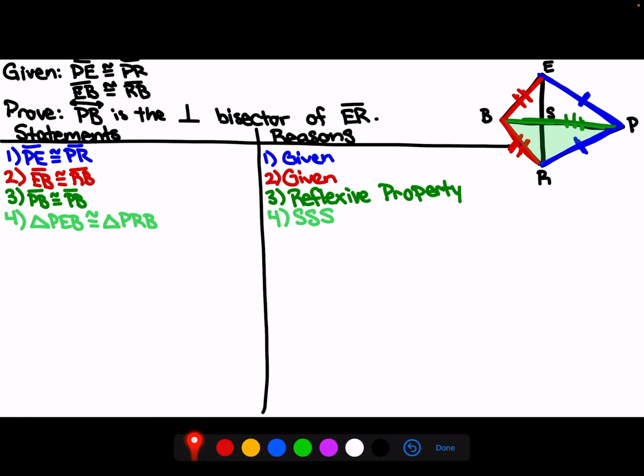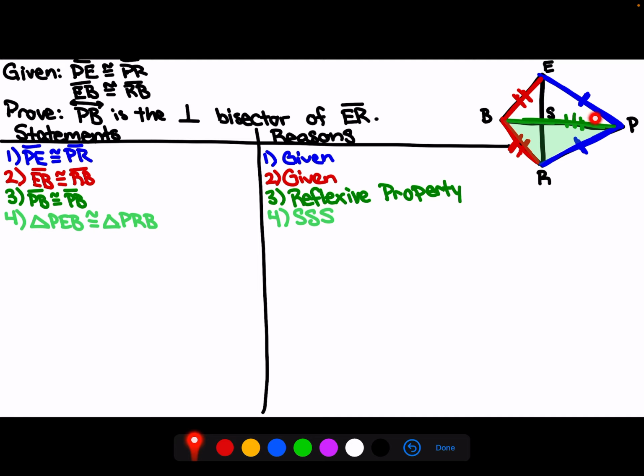Now, we already have line segment PR and line segment PE. We already know that those are congruent from statement number 1. So I don't want to use those because it's already in our proof. So instead, let's focus in on some angles. Let's focus in on angle EPS and angle RPS.